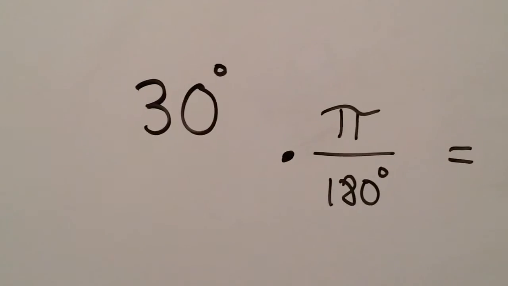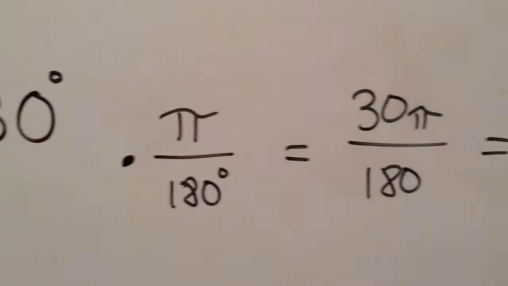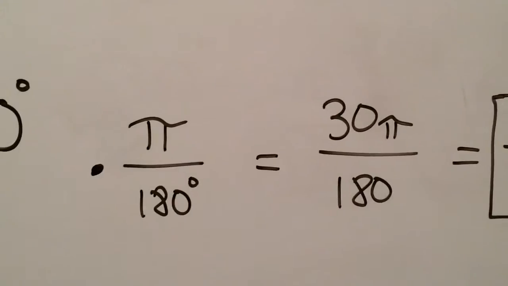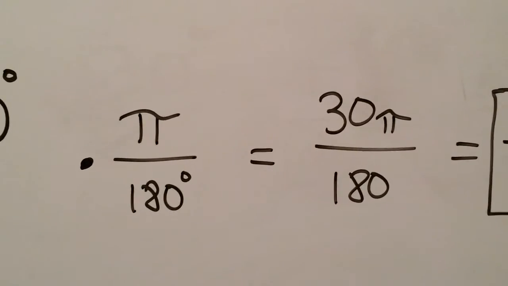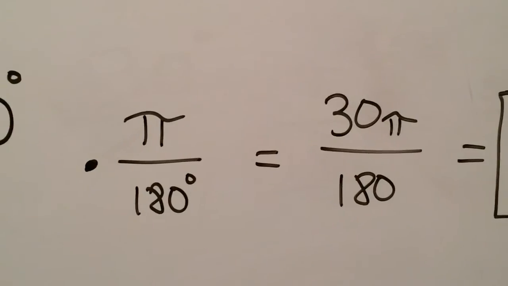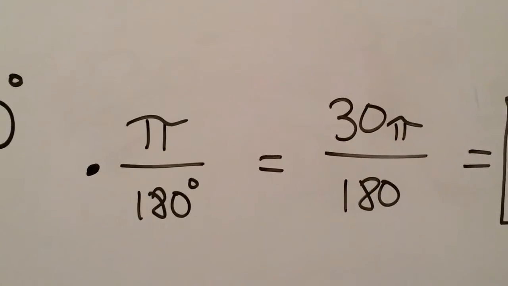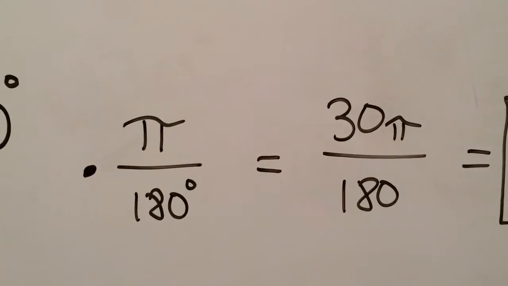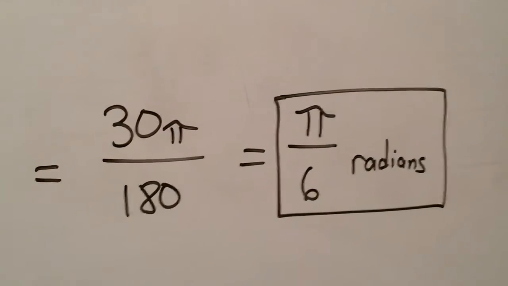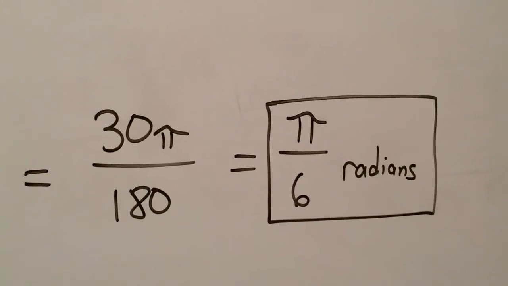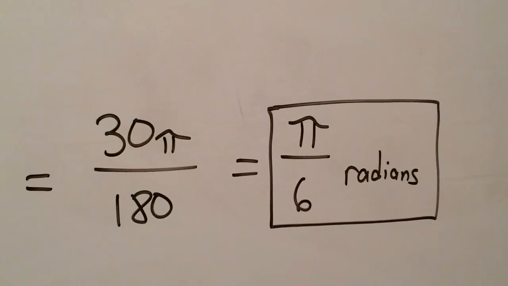30 times pi divided by 180 is 30 pi over 180. And then if you can reduce a fraction, you should always reduce. 30 and 180 have 30 in common that you can divide top and bottom by 30, thus giving you a final answer of pi divided by 6 radians.